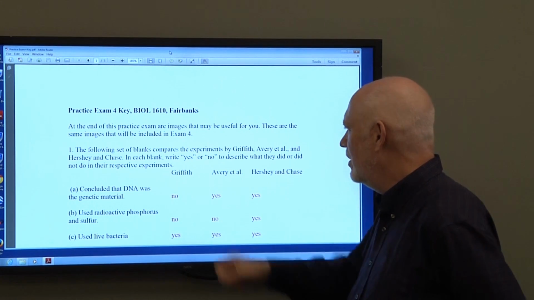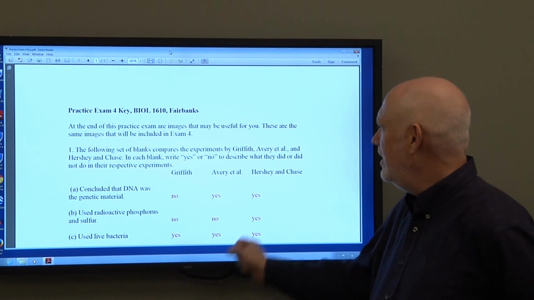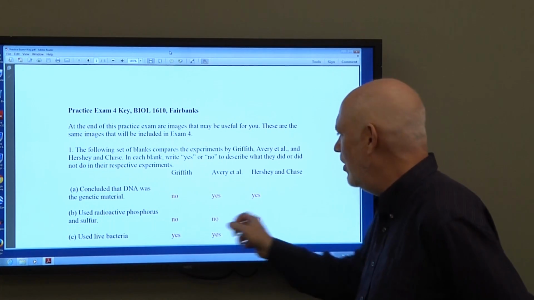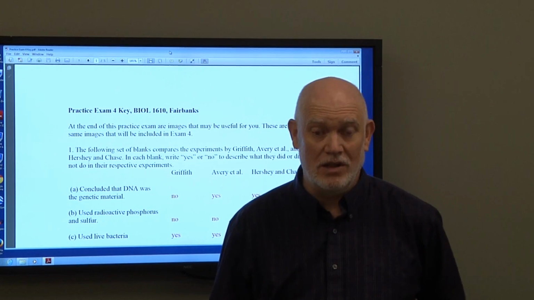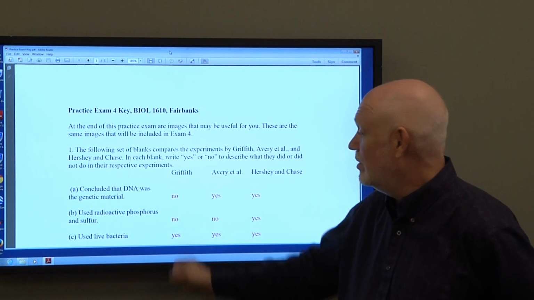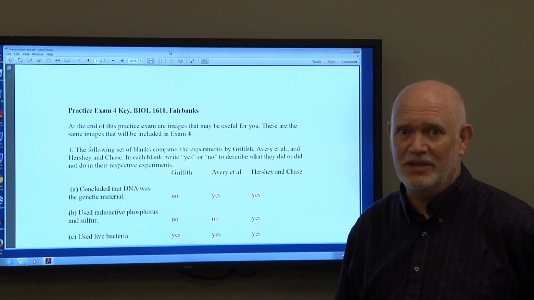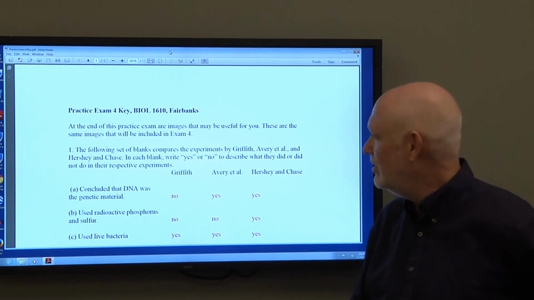Neither Griffith nor Avery et al. used radioactive isotopes. And yet Hershey and Chase used radioactive phosphorus and sulfur. So you'd say no, no, and yes for that. Did they use live bacteria? Yes, all of them did. Griffith, of course, used live R and S cells, and then he killed some of the S cells as one of his experiments, but of course he used live bacteria.